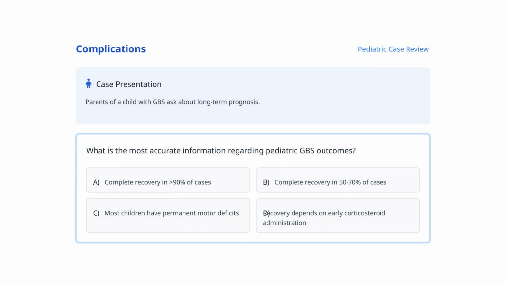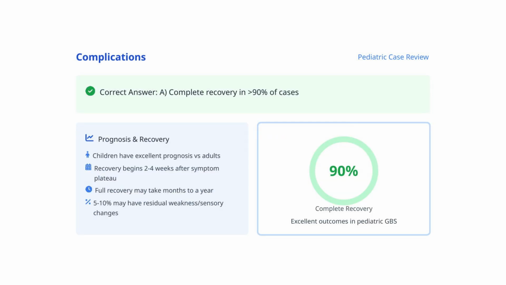Parents of a child with Guillain-Barré syndrome ask about long-term prognosis. What is the most accurate information regarding pediatric GBS outcomes? Is it A, complete recovery in greater than 90% of cases, B, complete recovery in 50 to 70% of cases, C, most children have permanent motor deficits, or D, recovery depends on early corticosteroid administration? The correct answer is A, complete recovery in greater than 90% of cases.